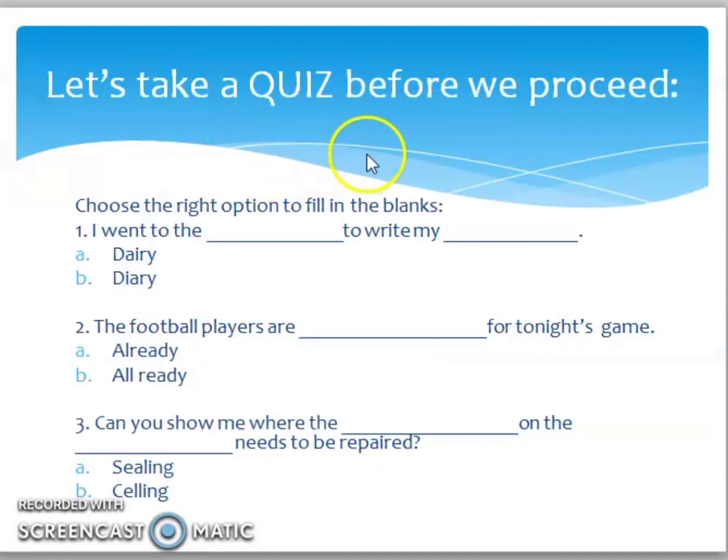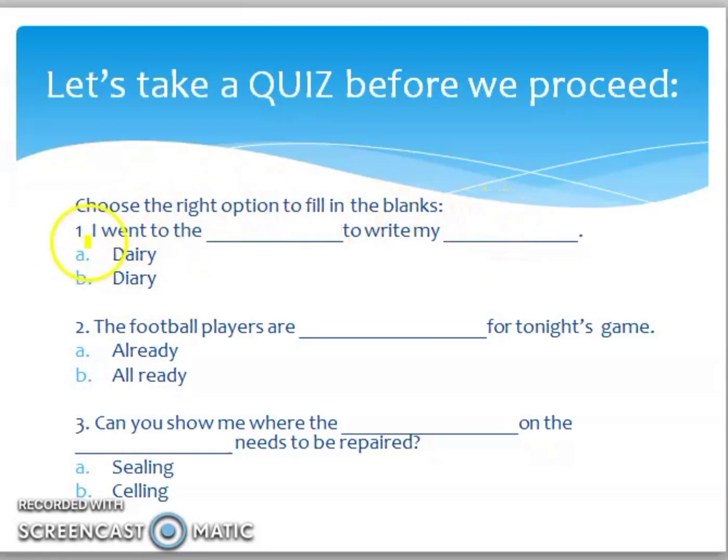Let's have a quiz to understand how the confusing pair of words work in English. Choose the right option to fill in the blanks. I have three sentences as a quiz for you. There are a pair of confusing words given in each sentence. You need to figure out which word should go where in the blanks.